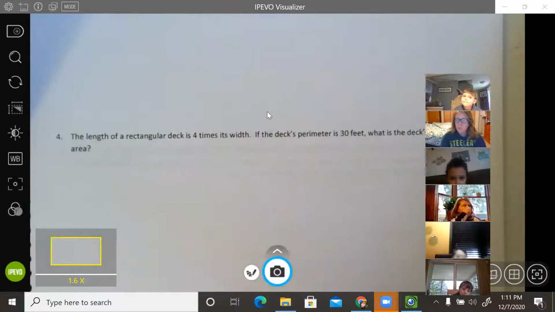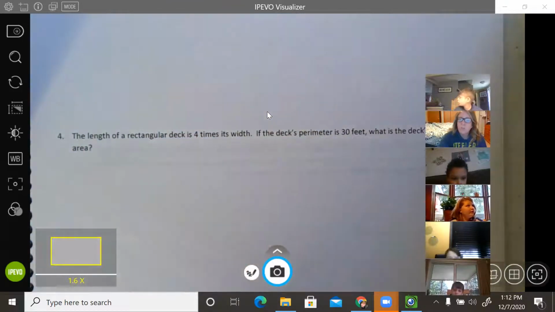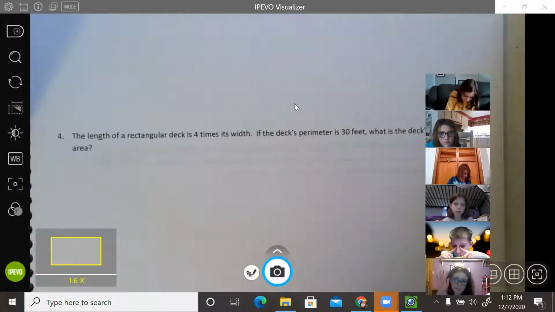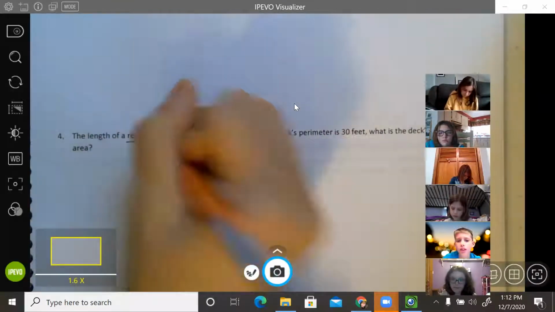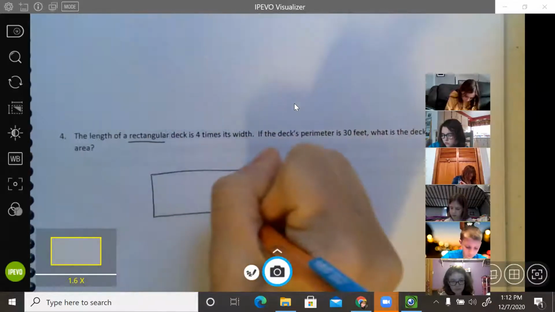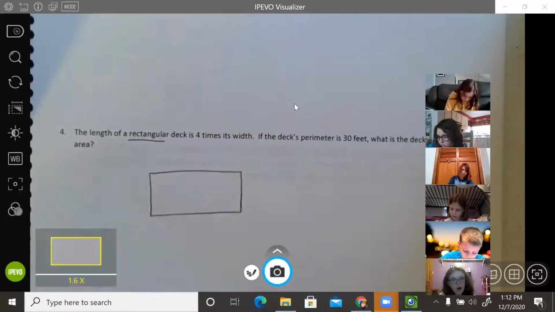Before I put you into your groups, we're going to draw what information we have here. So who can tell me where I could start? What shape should I draw? Riley? You should draw a rectangle. Very good. Right here, it tells us a rectangular deck. So you should be checking your work. And if you didn't follow the directions for today, you can be doing it now.